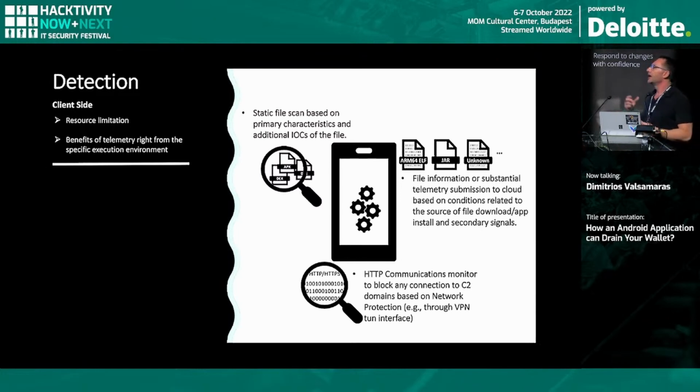What you can do is a simple static scan, again, which is based on signatures you retrieve from the cloud, or use some kind of VPN in order to monitor the HTTP and HTTPS communication, maintain some kind of blacklist of command and control servers, and trigger some kind of alarm when the device communicates with such a server.